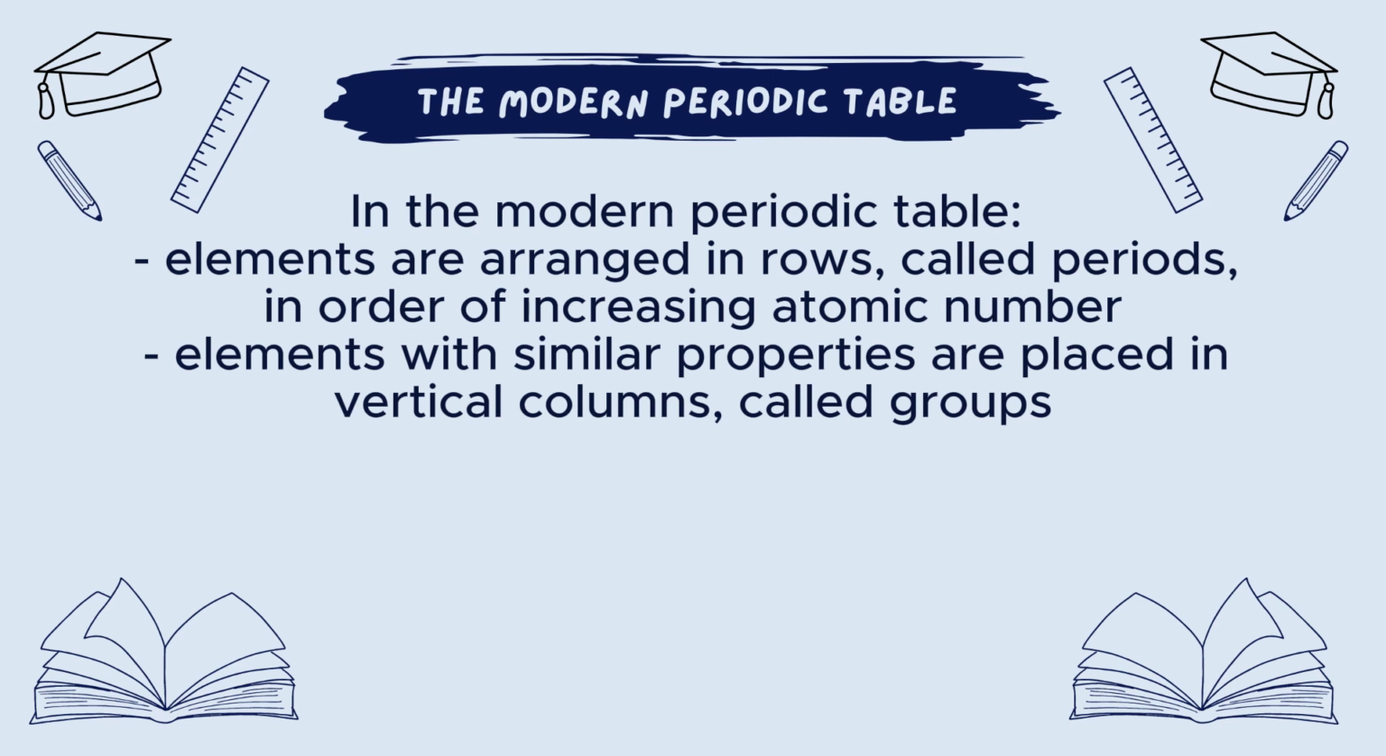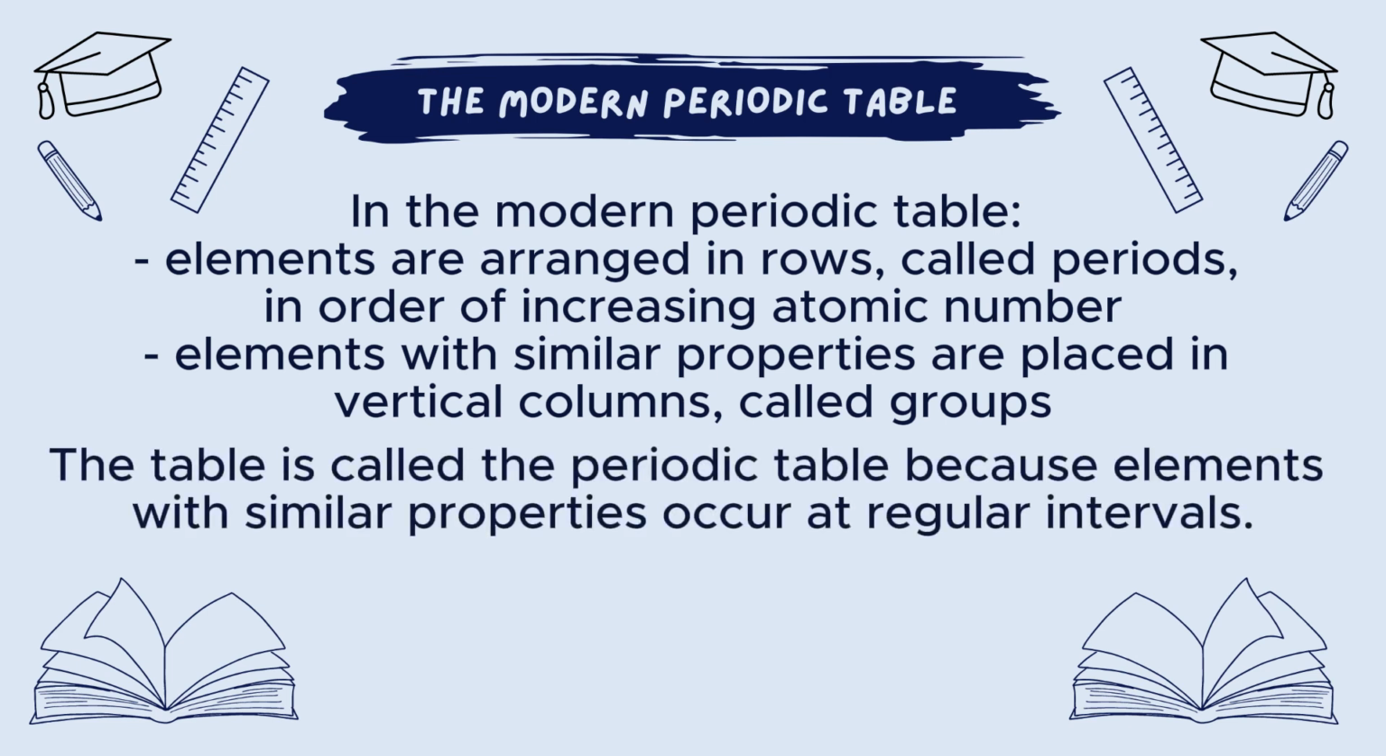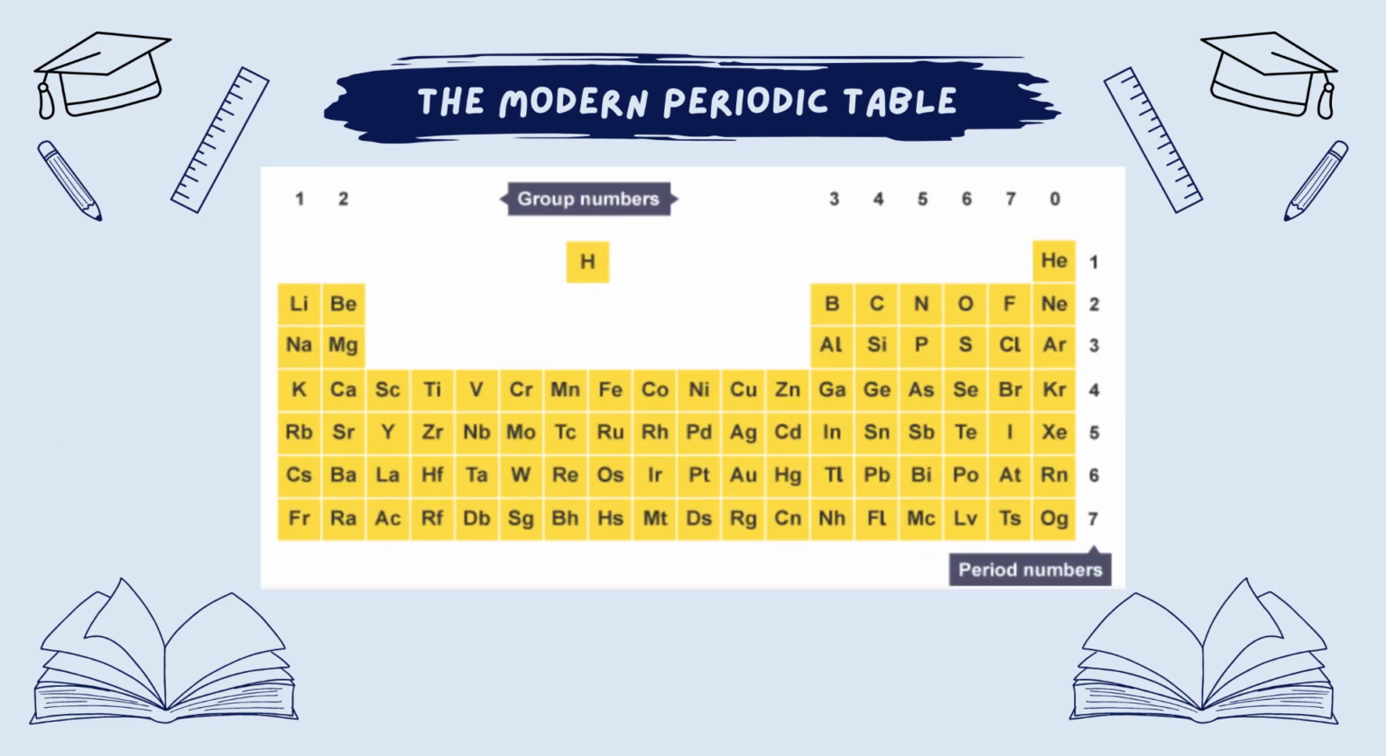In the modern periodic table, elements are arranged in rows called periods in order of increasing atomic number. Elements with similar properties are placed in vertical columns called groups. The table is called the periodic table because elements with similar properties occur at regular intervals. On the screen is an example of the modern periodic table.